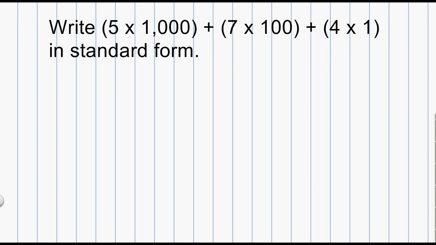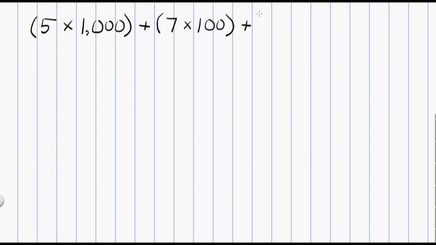This problem calls for us to write the quantity of 5 times 1,000 plus the quantity of 7 times 100 plus the quantity of 4 times 1 in standard form. Now, keep in mind that this number sentence might also be written without the parentheses, in which case it will look like this. But you can still see I have all the same parts here. I have my 5 times 1,000, my 7 times 100, and I have the 4 times 1.